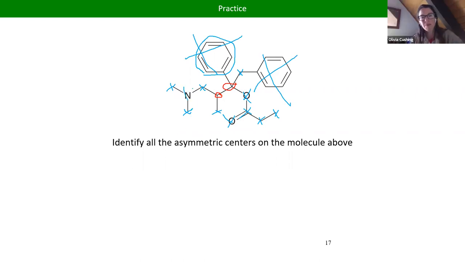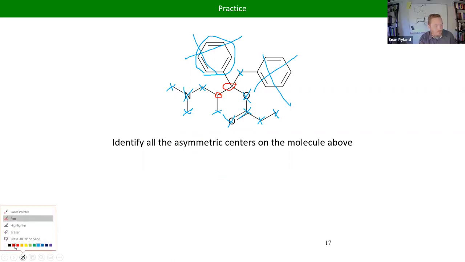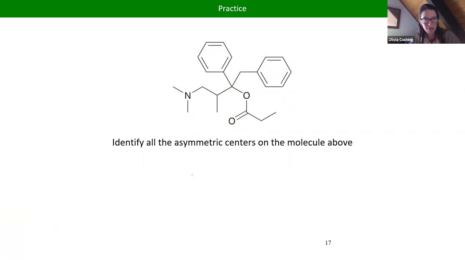I've got a quick question. So basically, one of the rules is it has to be sp3, right? Yep. And all four bonds have to be different. Is that basically it? Correct. In order for it to be a non-superimposable mirror image, you need four distinct objects attached. If you don't have four distinct objects attached, then when you take a mirror image, you'll be able to rotate it around some way to make it look the same way as it started.